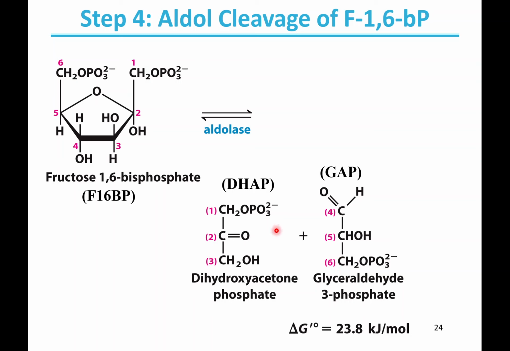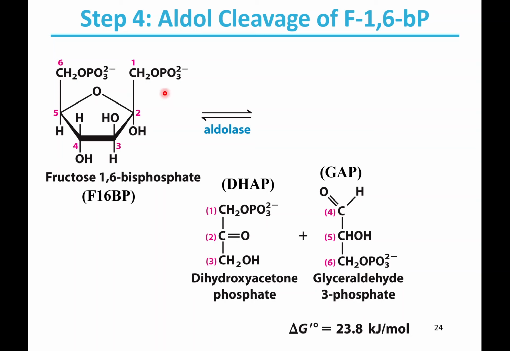The other one that it produces is called dihydroxyacetone phosphate. And that is a ketose, a 3-carbon sugar. The carbonyl is a ketone, not an aldehyde, and it's phosphorylated at carbon 1 in this case.